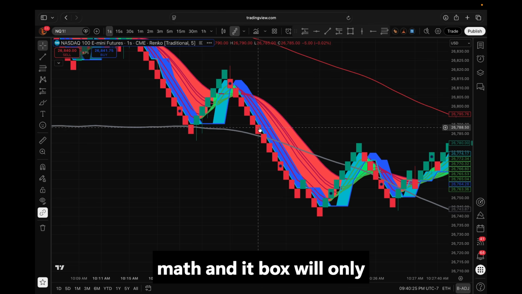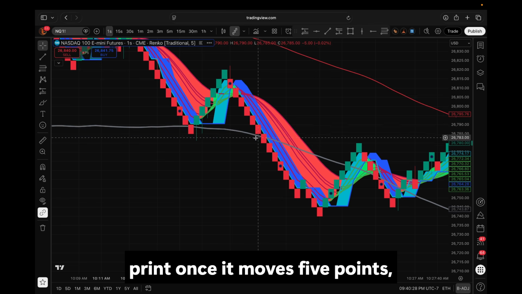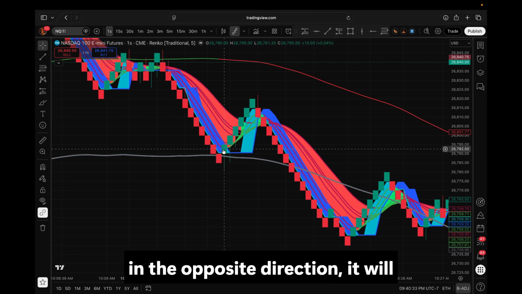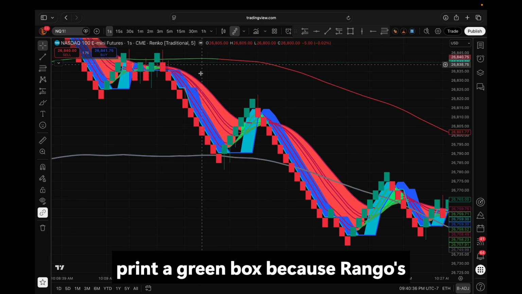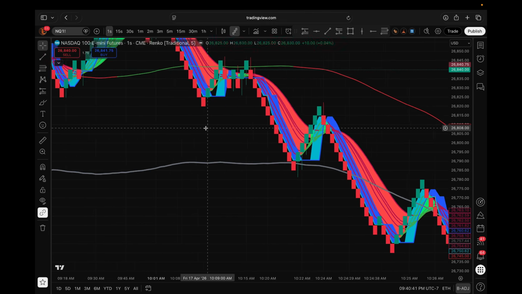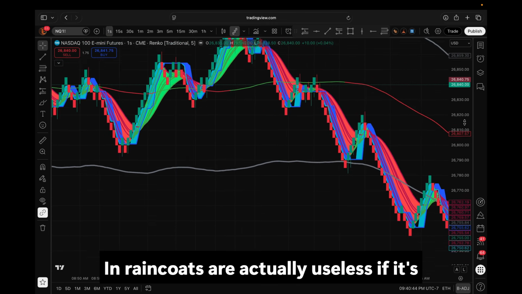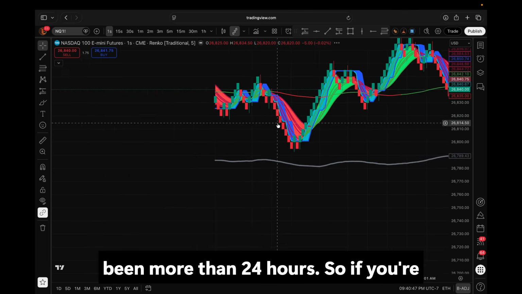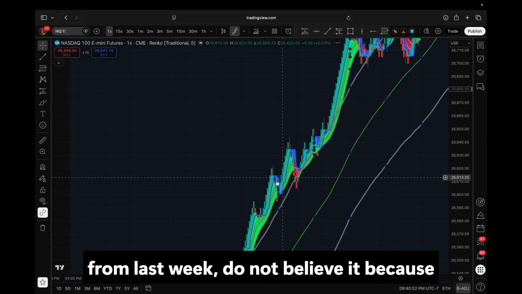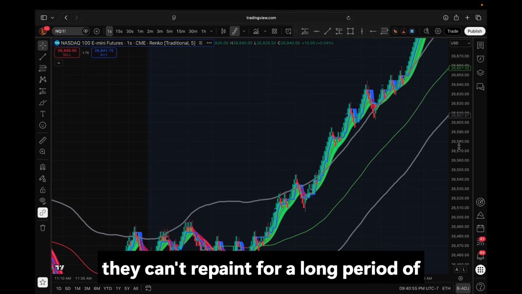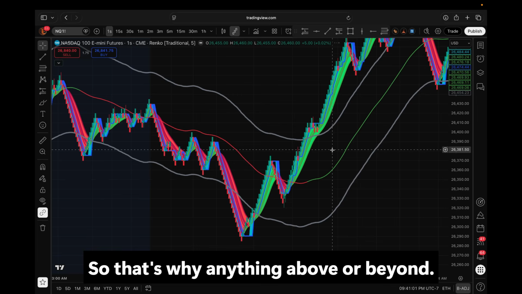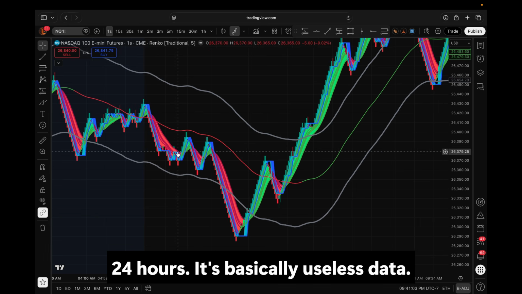And a box will only print once it moves 5 points, right? If it moves 5 points in the opposite direction, it will print a green box. Because Renkos measure price movement. They do not measure time. And Renkos are actually useless if it's been more than 24 hours. So if you're looking at data from yesterday or from last week, do not believe it because they can repaint over a long period of time, over the last couple of weeks. So anything above or beyond 24 hours is basically useless data.